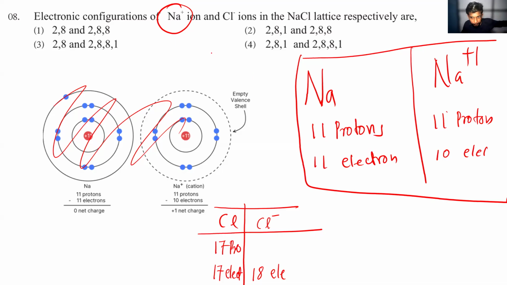Don't worry. Now, chlorine will have 18 electrons because already we have 17. Now we want to add one. You may ask, why do we want to add one? Because it is chlorine minus one, so we add one electron, 18 electrons. But the proton will never change. The same 17 protons will be there.